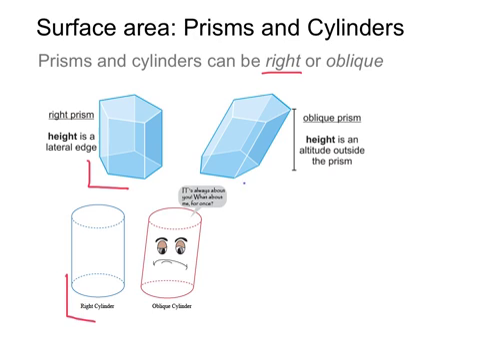An oblique prism looks like this, and an oblique cylinder looks like this. As you can see, the main difference is that the oblique shapes are slanted, and that's the only difference.